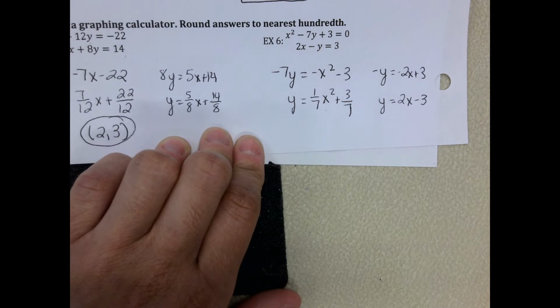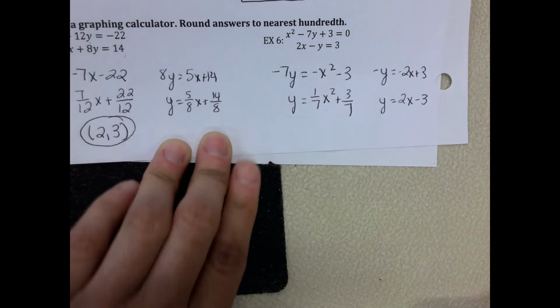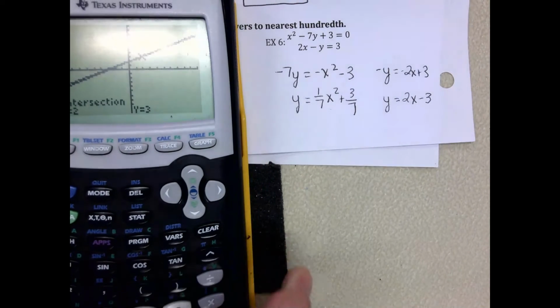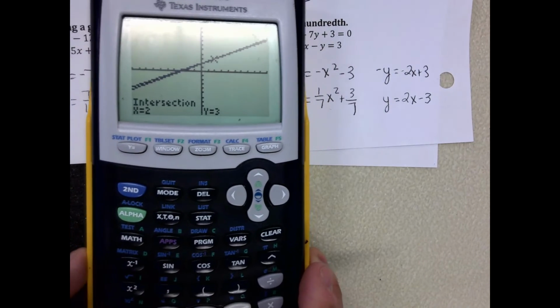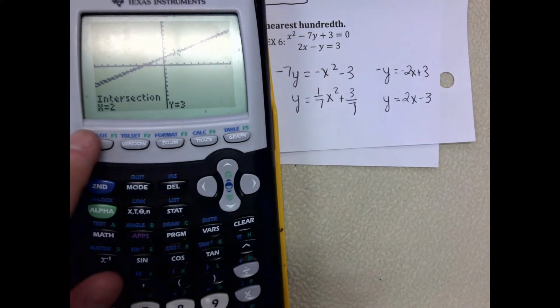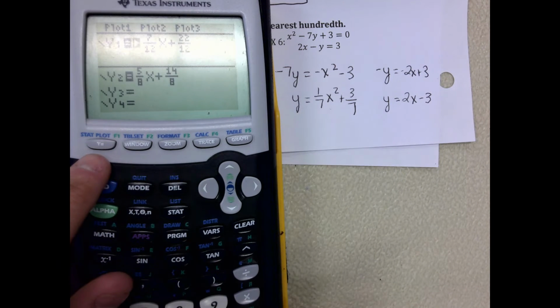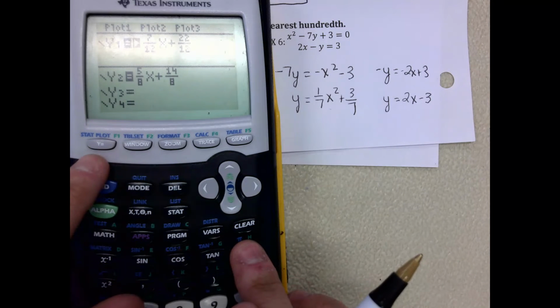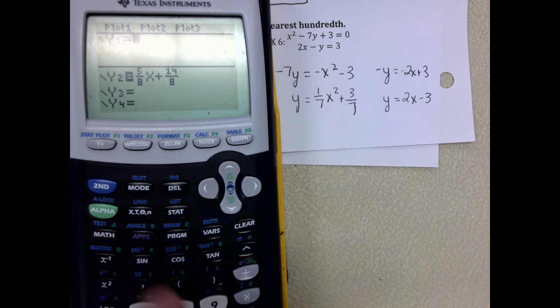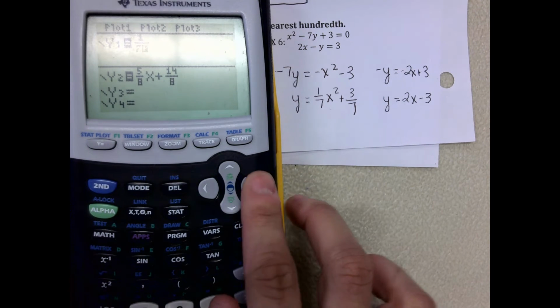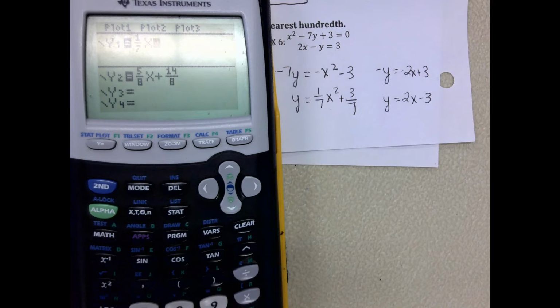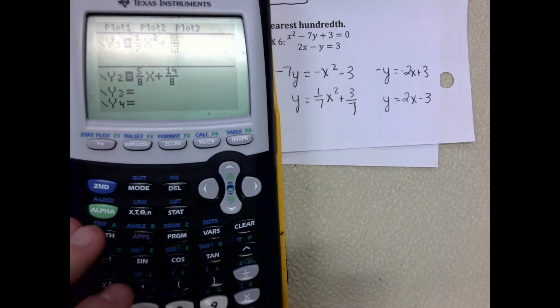So now I'm going to plug both of these into my graphing calculator here. Okay. So I go once again back to y equals. You always do y equals. I'm going to press clear so I can get rid of that equation. I do alpha y equals to get my 1/7 x, and make sure you do the squared button on the graphing calculator there. And then I have plus alpha y equals, and then 3 divided by 7.